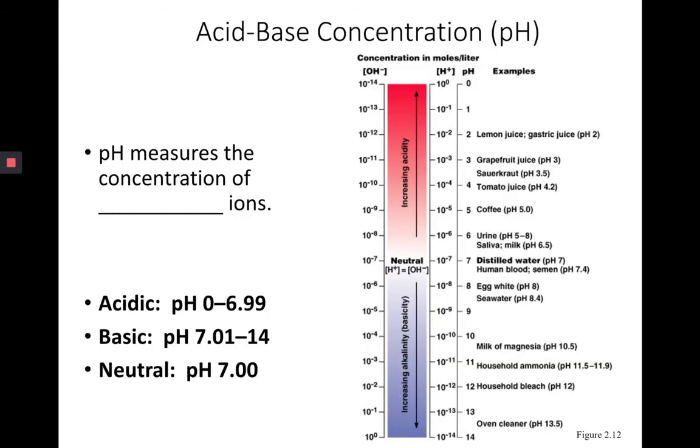So here, if we answer this question, pH measures the concentration of blank ions. Your answer should be hydrogen ions. And if you have a lot of hydrogen ions in a solution compared to another, then the solution with the most hydrogen ions is the most acidic. But if we're looking just at the scale, anything below 7 is acidic, above is going to be basic.